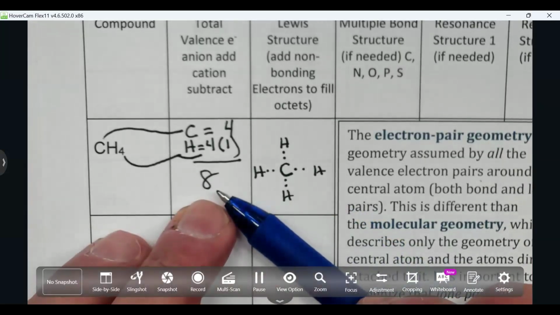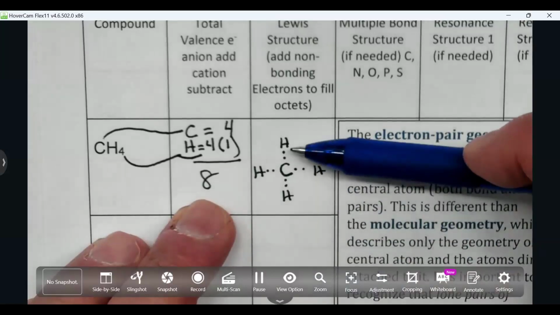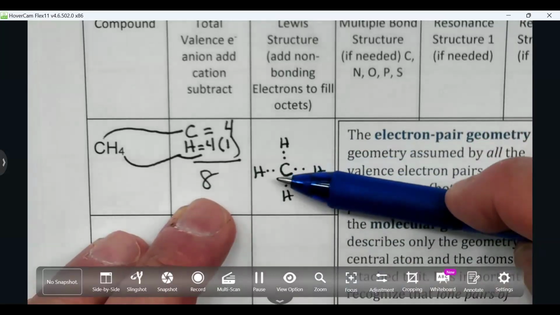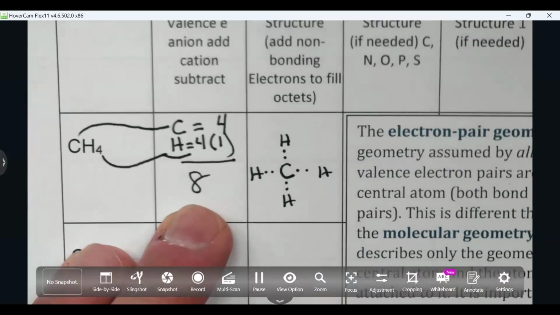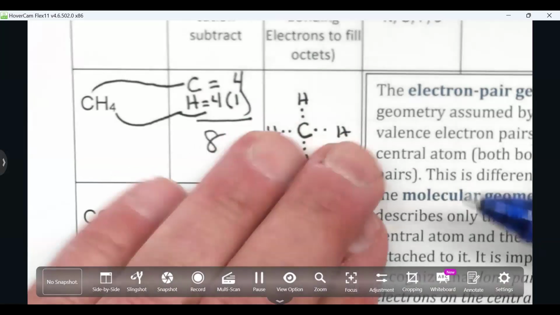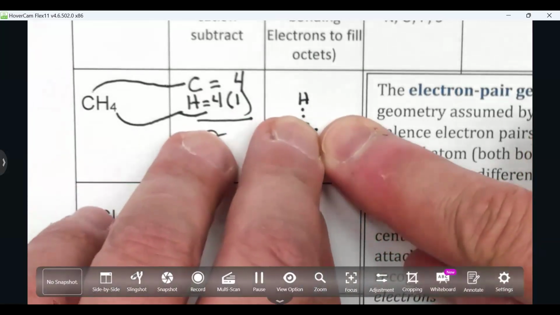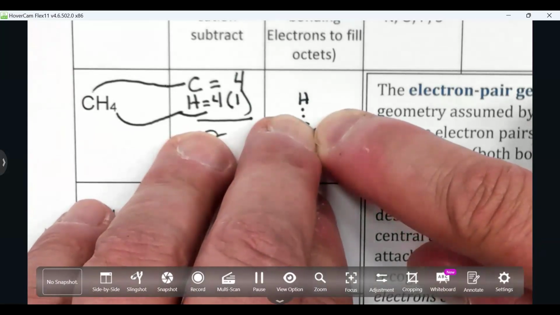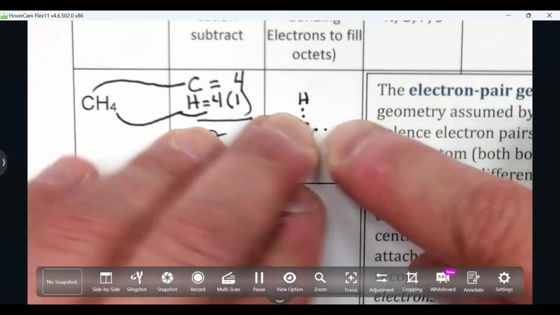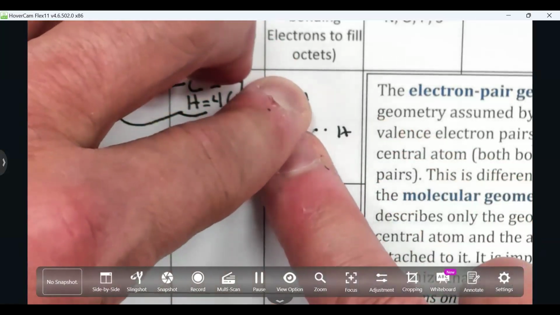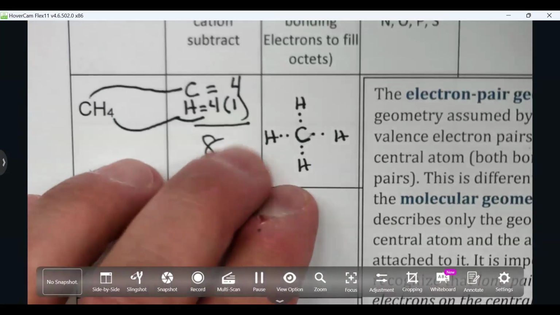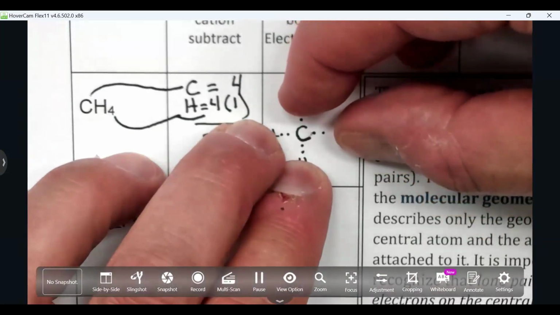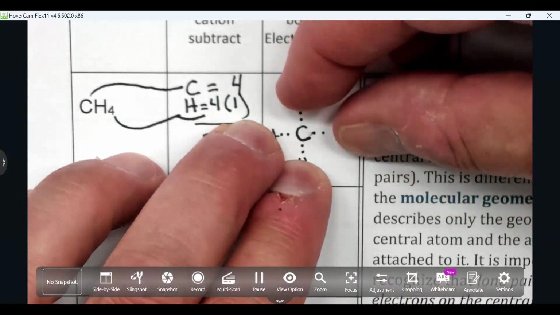How many valence electrons? 8. How many electrons do I have? 8. Everybody's happy. Why is everybody happy? Because hydrogen has 2 electrons, just like the nearest noble gas, helium, correct? Each hydrogen has 2 electrons, like helium. Carbon has how many electrons? 8, correct?